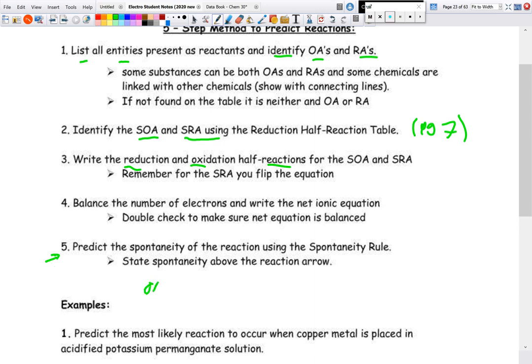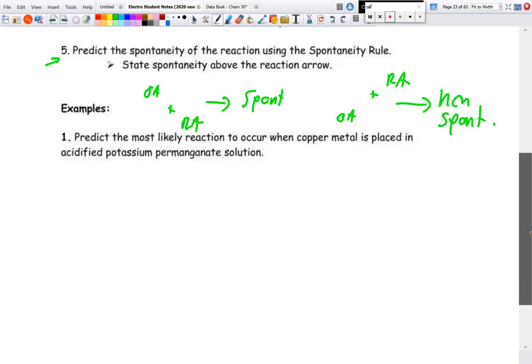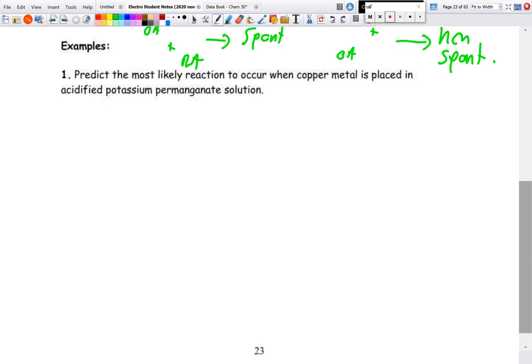So if the OA is above your reducing agent, it's spontaneous. If it's the other way around, if your oxidizing agent is below your reducing agent, remember, it's non-spontaneous. So, of course, we're going to go over the first example here and the second one, and then hopefully by then you'll be able to open up your workbooks and go through the next few.